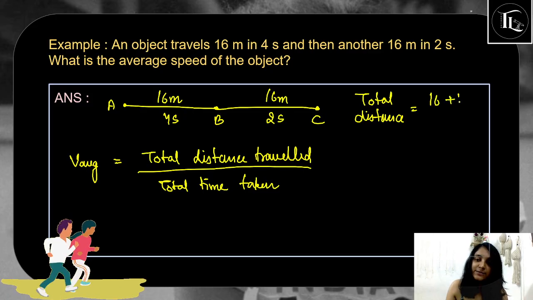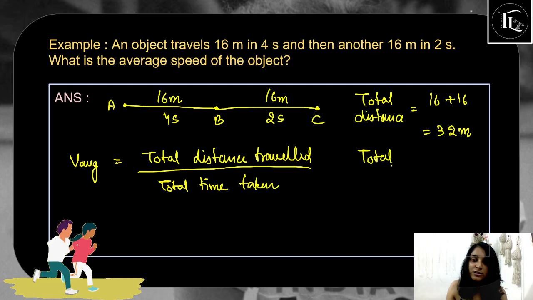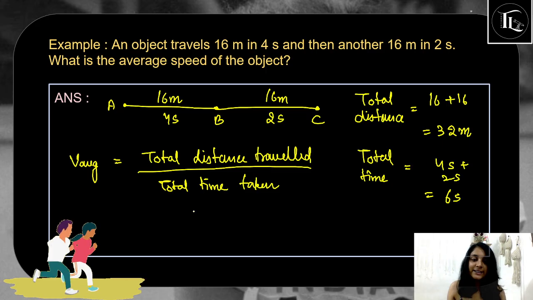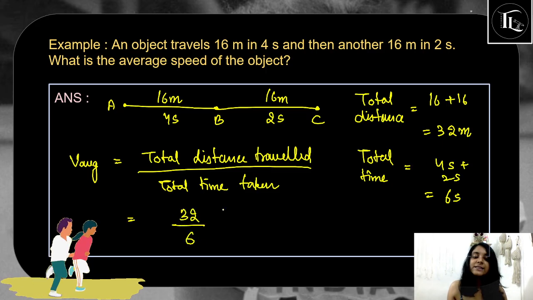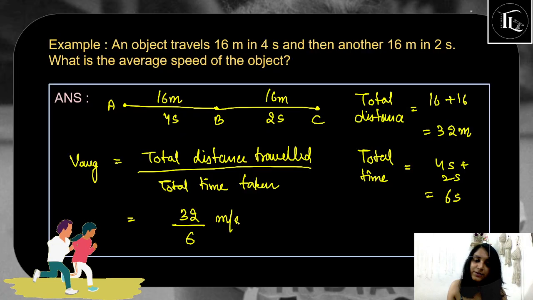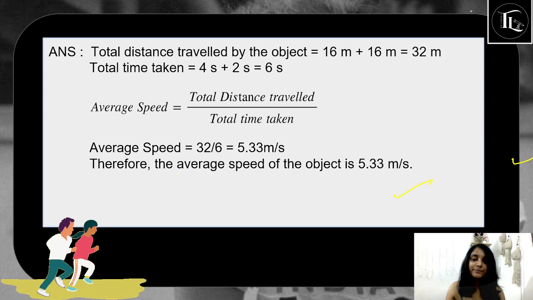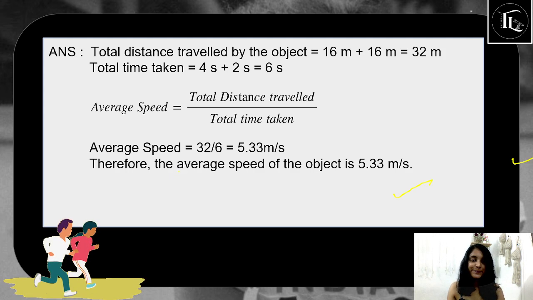So it will be 16 plus 16, which is 32 meters. And then what is the total time? Total time is 4 seconds plus 2 seconds, that is 6 seconds. So we will be dividing 32 by 6 meter per second, and it will be 5.33 meter per second here. I hope this numerical is clear.